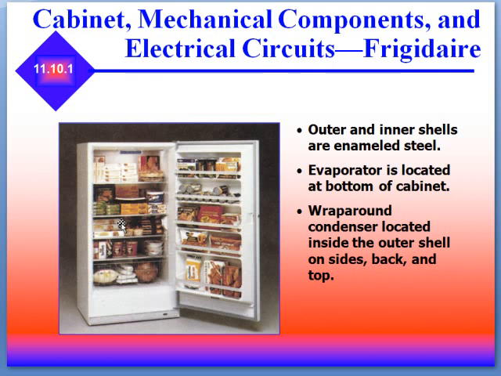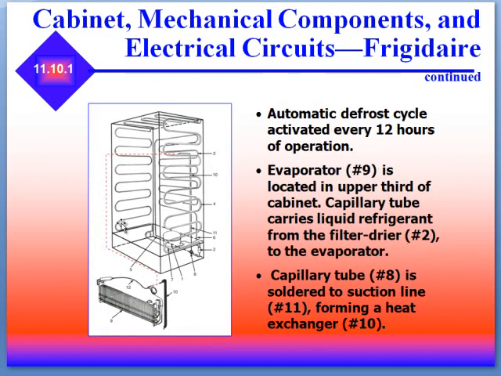The outer and inner shells are enameled steel. The evaporator is located at the bottom of the cabinet. The wraparound condenser is located inside the outer shell on the sides, back, and top. The automatic defrost cycle is activated every 12 hours of operation. The evaporator, which is at location number 9 in this diagram, is in the upper third of the cabinet.